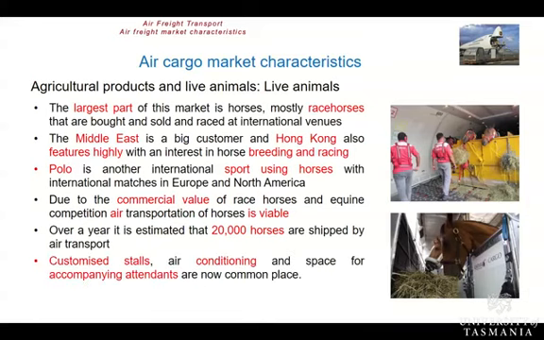And to participate in that particular situation, there's an expectation of customised stalls. So as you can see in the pictures, customised stalls, air conditioning, well, I think that's expected if you're travelling at 30,000 feet, and even to the point of having accompanying attendants are now commonplace when you're moving live animals around the globe.